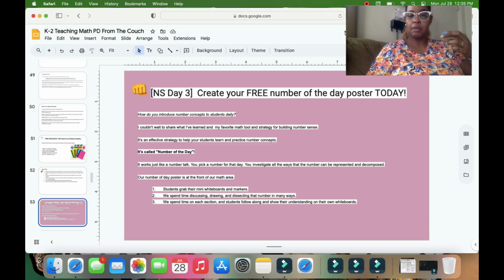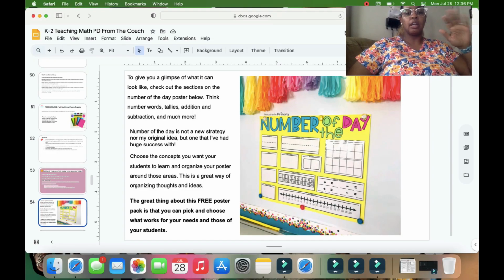And so the number of the day should be in the front of the classroom. The students should grab their mini whiteboards or markers, and then take time discussing, drawing, and dissecting that number in many different ways, and then spend time on each section and allow the students to understand on their whiteboards. So to give you a glimpse of what it can look like, you can check out this poster here.